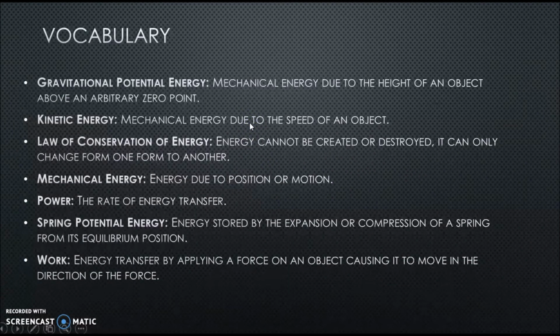Here's some of the vocabulary that you are going to need to understand for this module, so let's go over them. Gravitational potential energy is mechanical energy due to the height of an object above the arbitrary zero point. Kinetic energy is the mechanical energy due to the speed of an object. The law of conservation of energy is that energy cannot be created or destroyed, it can only be changed from one form to another. Mechanical energy is the energy due to position or motion.